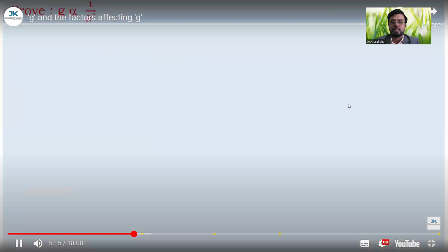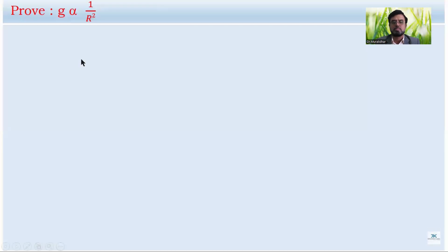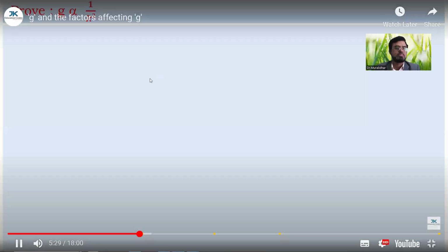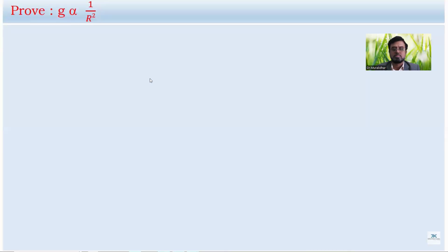Another part: g is inversely proportional to the square of the radius of the Earth. It is symbolically represented here. We are going to prove this. Acceleration due to gravity depends upon the radius of the Earth, first point, and we are going to prove how it depends upon the radius and why it depends on the square of the radius of the Earth.